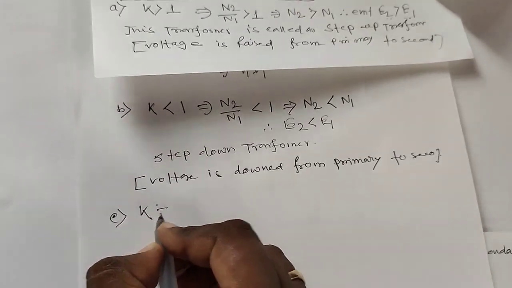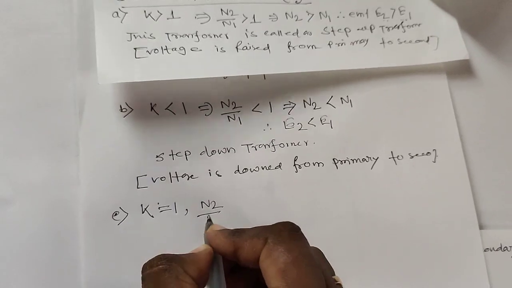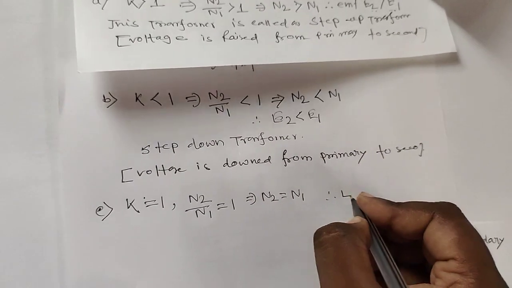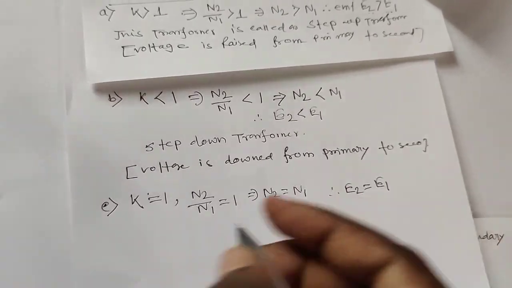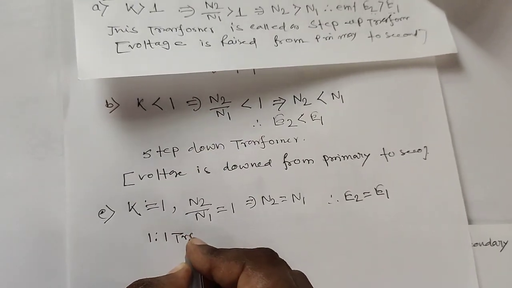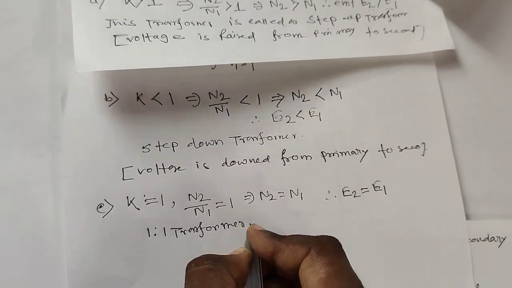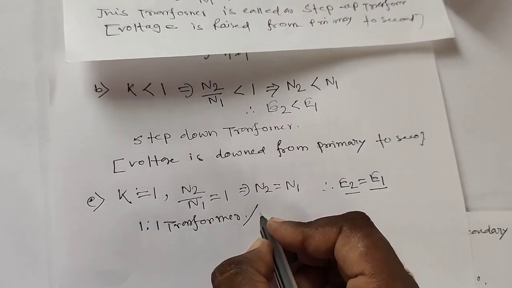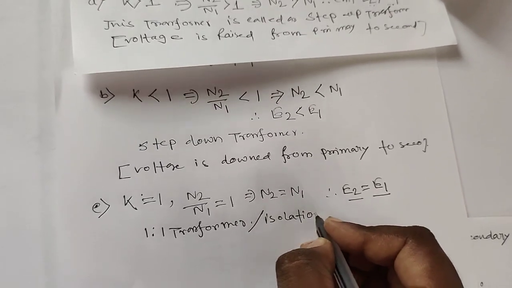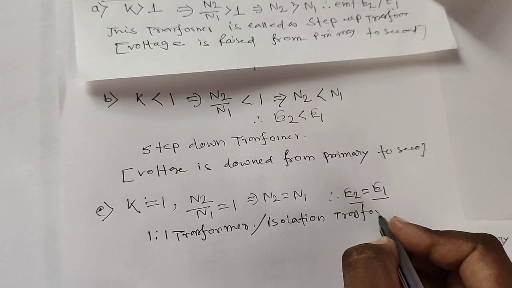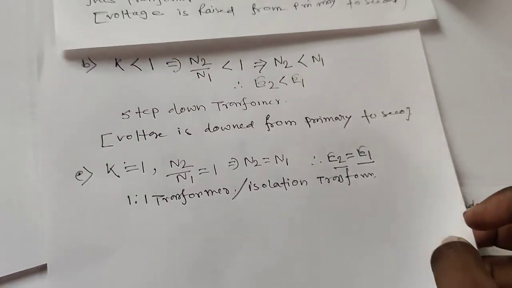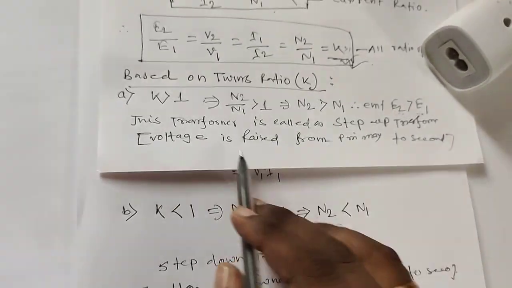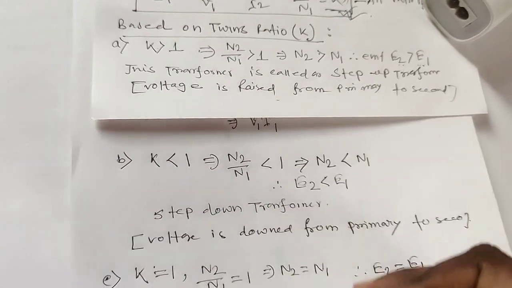Then when K is equal to 1, N2 by N1 is equal to 1. We can write N2 is equal to N1, that means E2 is equal to E1. This transformer is called a 1:1 transformer because E2 and E1 are the same. It is also called an isolation transformer, because the primary side and secondary side induced EMFs are the same.